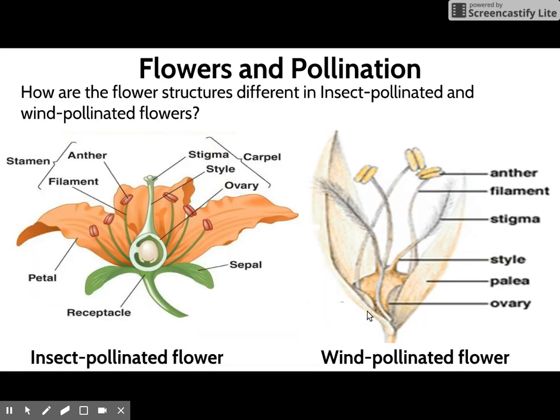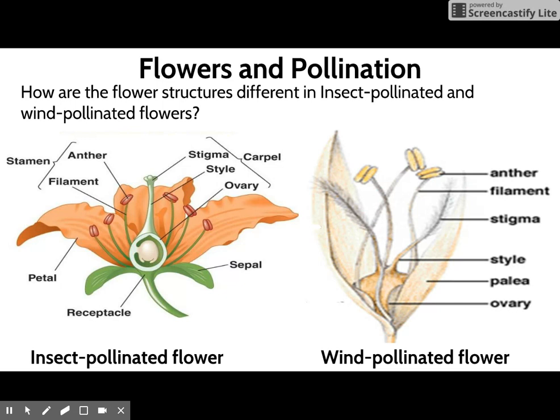So their adaptations, the way they look, they're adapted to the way that they get pollinated. So when you're looking at an insect or animal pollinated flower, they're usually very bright. They have a very sweet smell for the most part. They're what we carry around in bouquets. They are designed to attract animals to help them be pollinated.